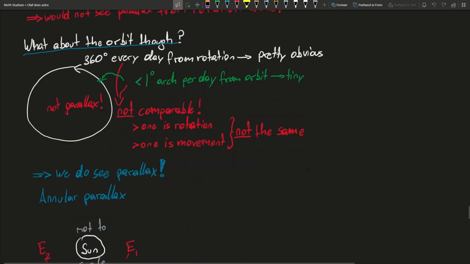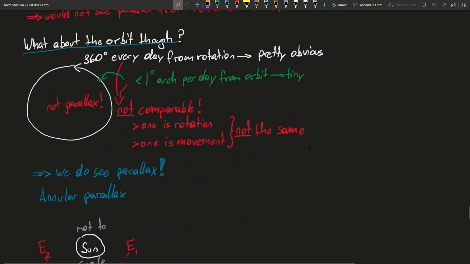It's okay. What about the orbit? A couple of things to say. First of all, you have 360 degrees every day from rotation. Obviously, we agree on that. You have less than 1 degree, which is this little tiny green thing, and I think it's already more than 1 degree, of arc covered from the orbit, which is tiny.